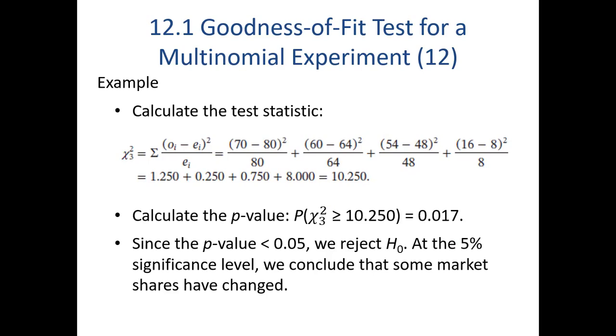So it will be 70, 60, 54, and the last two categories combined is 16. And there are only 4 categories now. Now the expected values are 80, 64, 48, and 8. Remember, the expected values are obtained from multiplying the total number of customers with the expected percent in the null hypothesis. Okay.